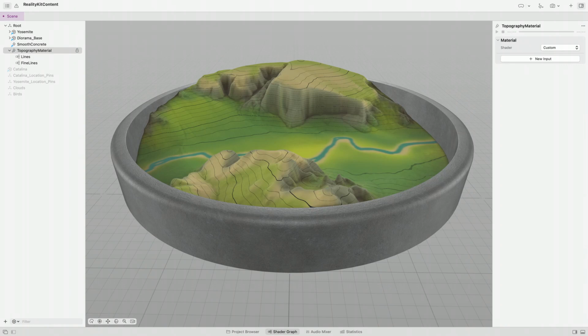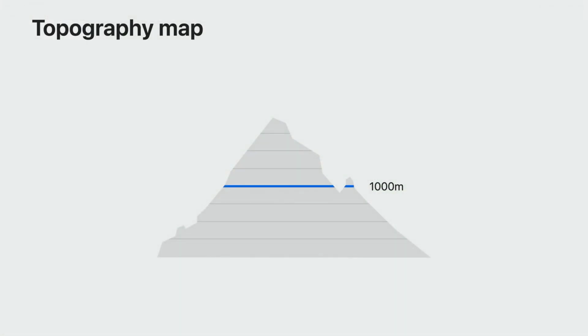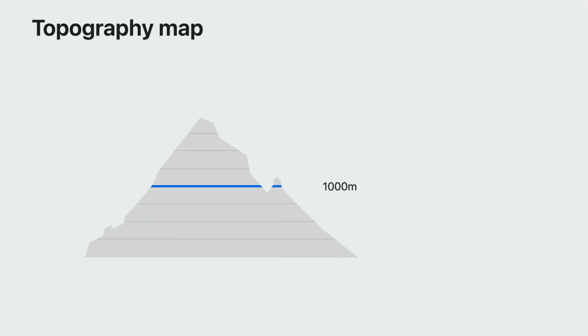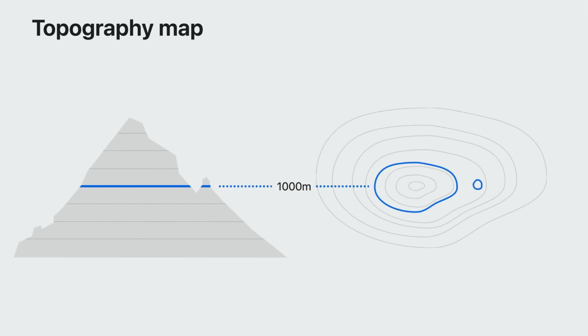Let's create a custom material containing a shader that will draw contour lines on our terrain. We want to draw lines on our terrain through all the areas that have the same elevation, like in this diagram. This blue line, for example, shows all points on the terrain at 1,000 meters of elevation. Seen from above, it will look something like the diagram on the right. We're going to build up a material using a set of functions that will draw lines like these on our model.